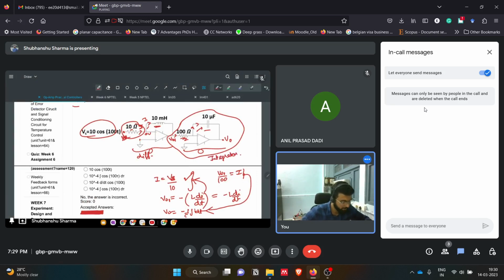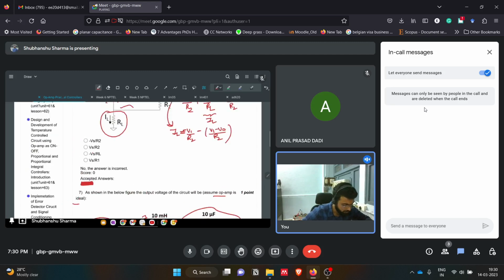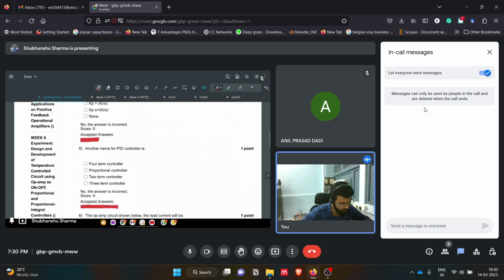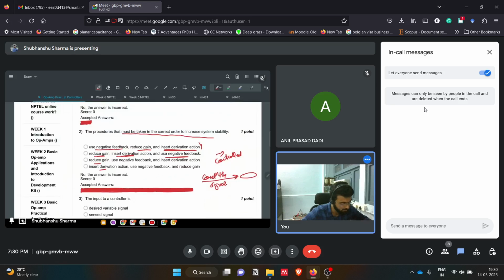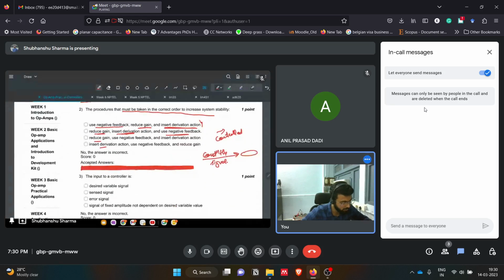Now imagine the question which we just faced here. This question asks for the procedure in the correct order in the system. So now see this derivation action. Now we saw that it is performed using an inductor.